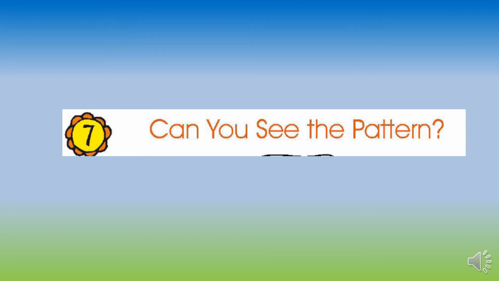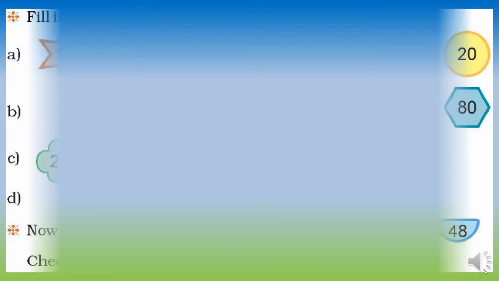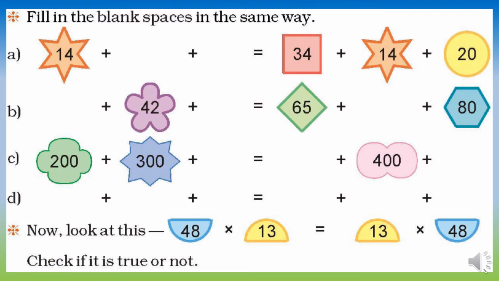Today we will start with chapter 7. Can you see the pattern, session 2? Fill in the blank spaces in the same way. So here you can see two sides, that is left hand side LHS and right hand side RHS. So we have to make both of them equal.